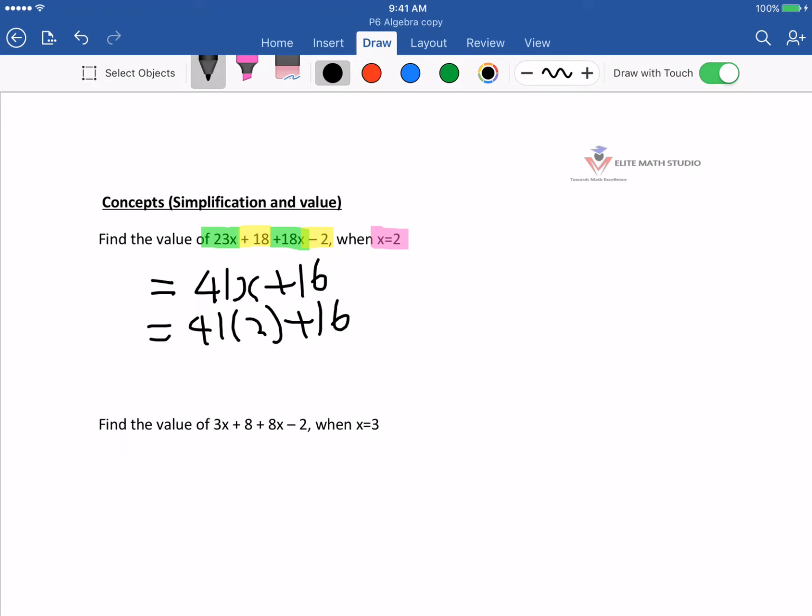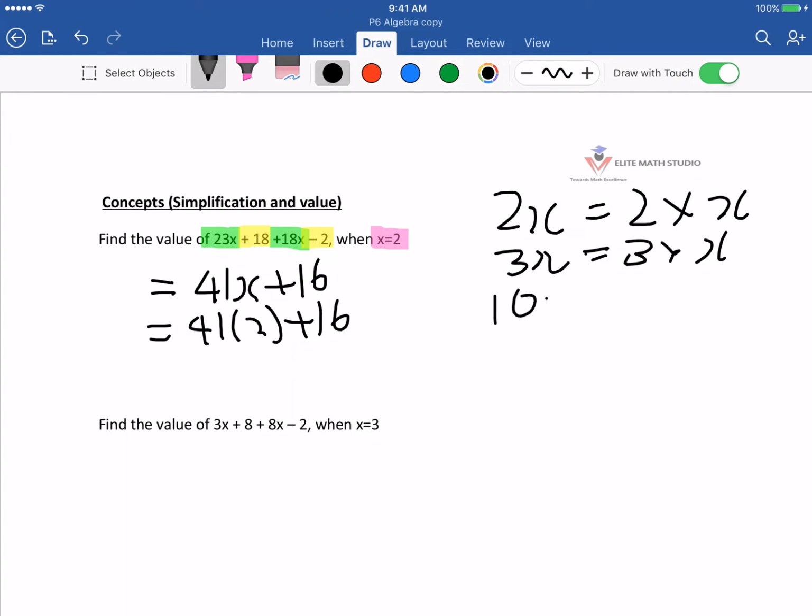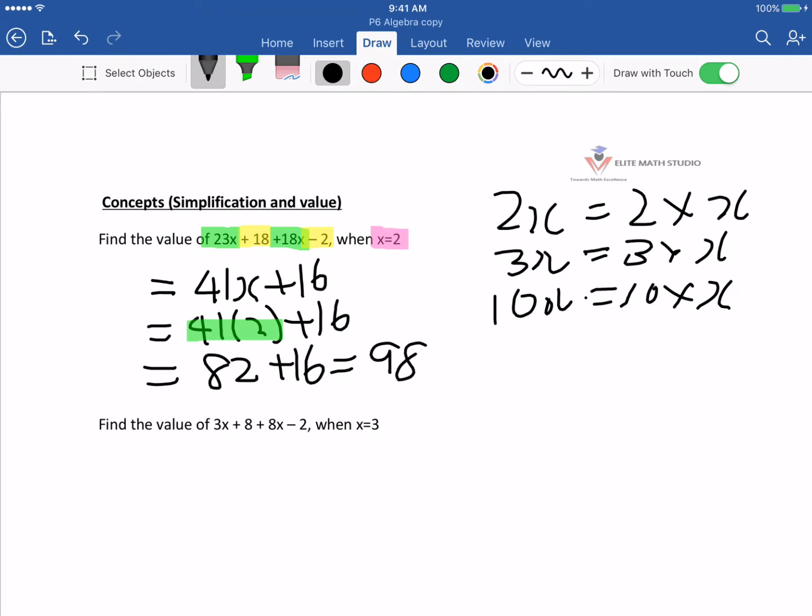Okay? So let me ask you, what do you mean by 2x? 2x is as good as 2 times x. 3x is actually as good as 3 times x. So if let's say I have 10x, it will mean 10 times x. Okay, so next one, 41 times 2 plus 16. So let's do 41 times 2 first, which is equals to 82 plus 16. What's 82 plus 16? It is actually equals to 98.